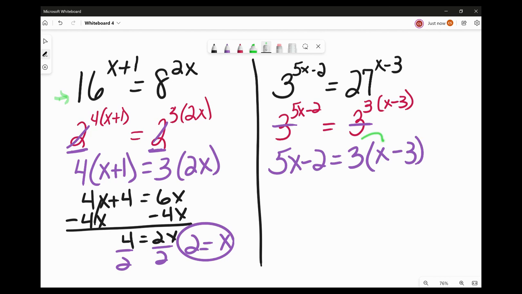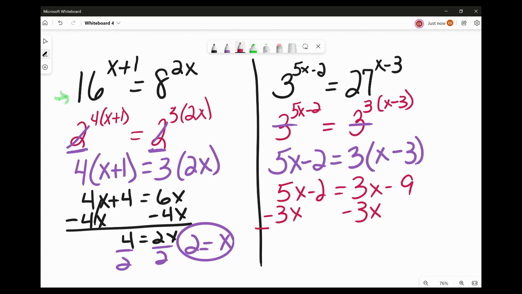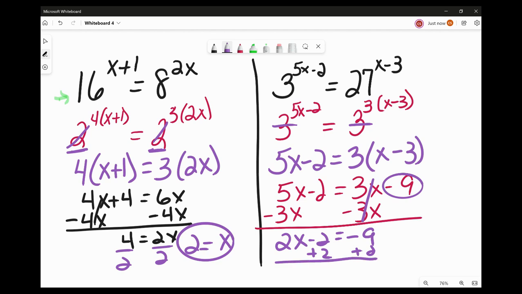And now I'll distribute on this side, and I'm going to get 3x minus 9. And over here, I have 5x minus 2. And then I'm going to move the variable to one side using addition or subtraction. In this case, I subtracted because I have a positive 3x. So I'm going to subtract 3x on both sides. And I'm left with 2x minus 2 equals negative 9. And then I'm going to add 2 to both sides, and I'm going to get negative 7. So I have 2x equals negative 7.